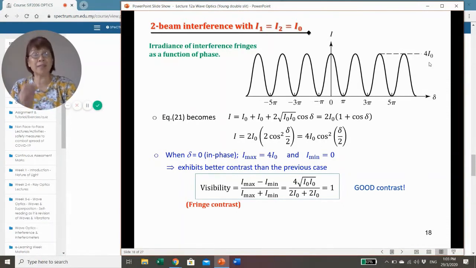That is 4 times the irradiance of the single source, and that's how we come to it. So if both of them are the same, substitute into the equation for the resultant irradiance, and this will be 1 plus cos delta. Now 1 plus cos delta is equal to 2 cosine squared delta over 2. So that will give us 4I0 cos squared delta over 2. Okay? So like I said just now, we will have the best contrast when visibility is equal to 1.